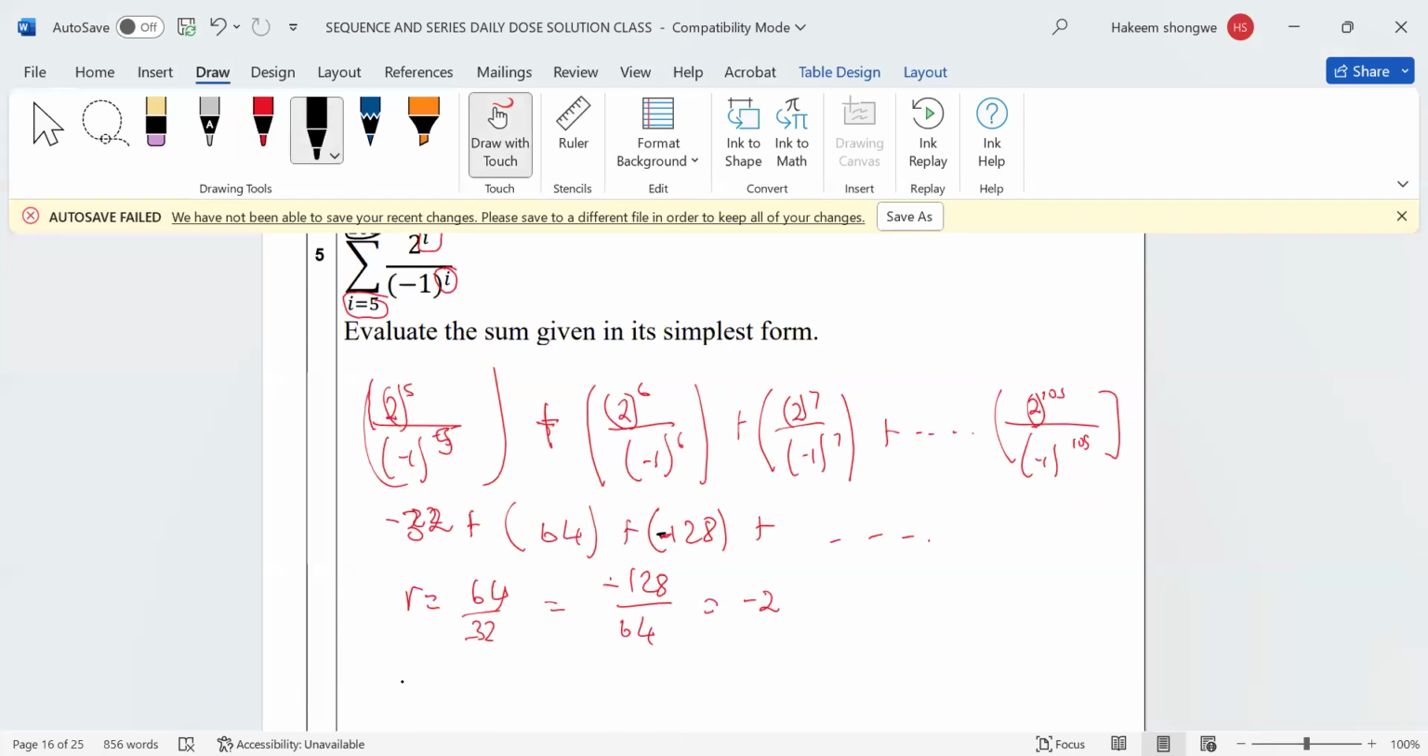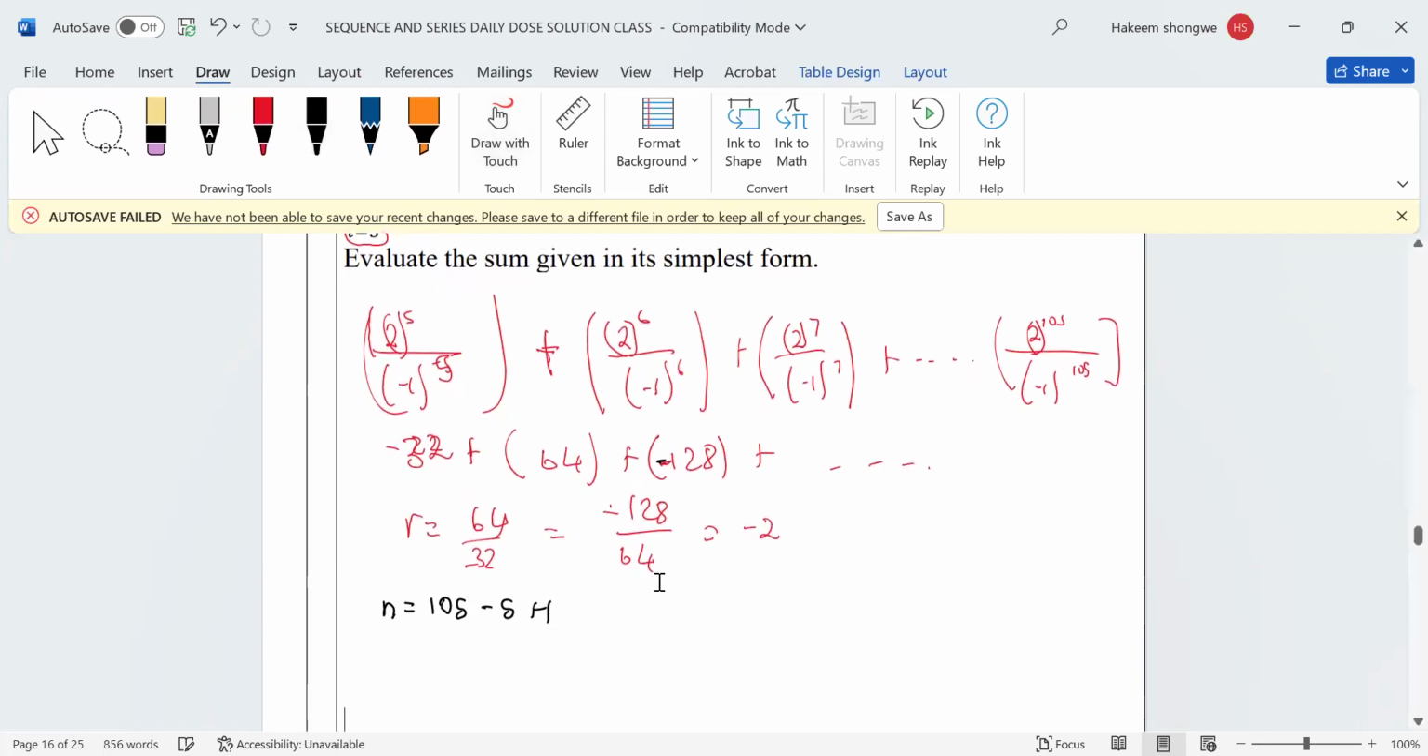Now we need to get N. How do you get N? You are going to say it's 105 minus 5 plus 1. What do you get as your N? It's 101. So you're looking for the sum of the first 101 terms.